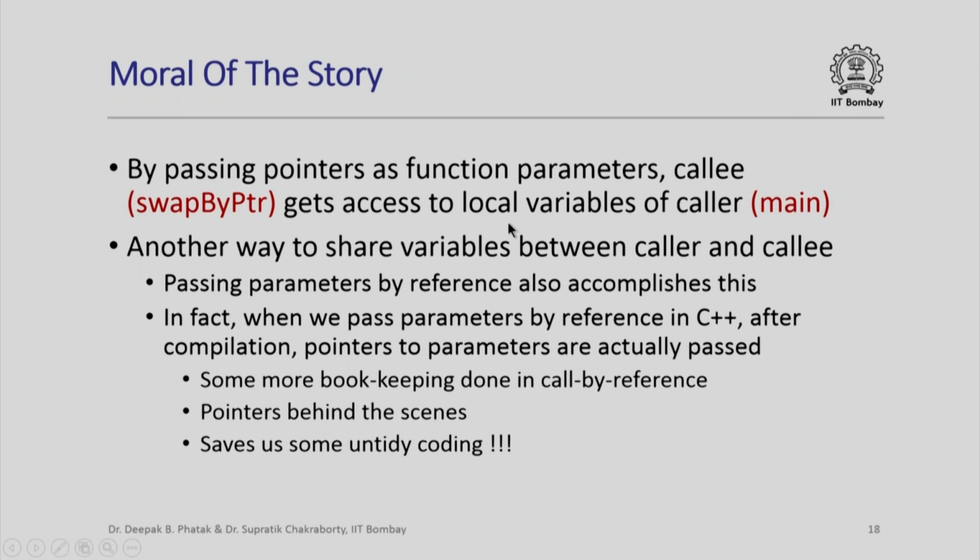So this is really a way to share variables between caller and callee, and we have seen that we can also pass parameters by reference to accomplish this. And it is very interesting that when we pass parameters by reference in a C++ program, after compilation it is actually converted to passing pointers as parameters. That is how the called function or the callee function actually gets access to variables in the caller function or calling function. It all happens through pointers, but the pointers act behind the scenes. We only say that we are passing a parameter by reference.